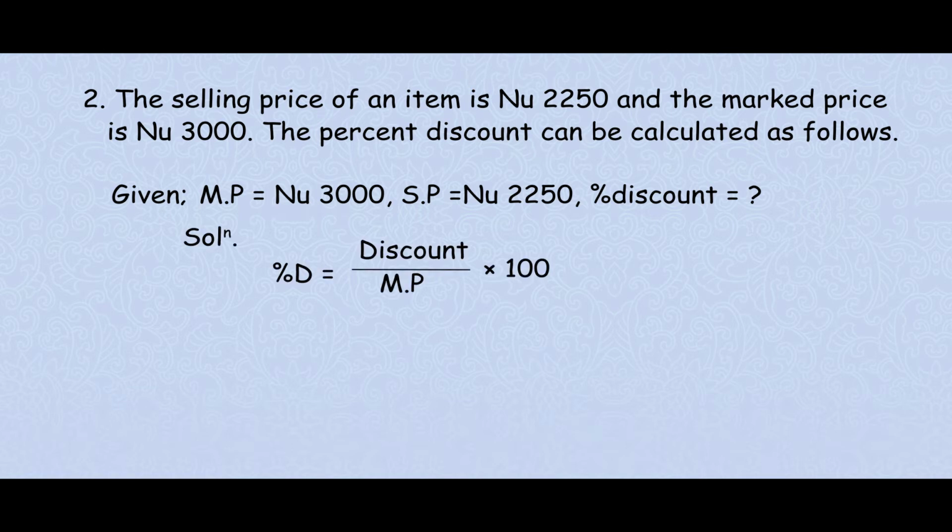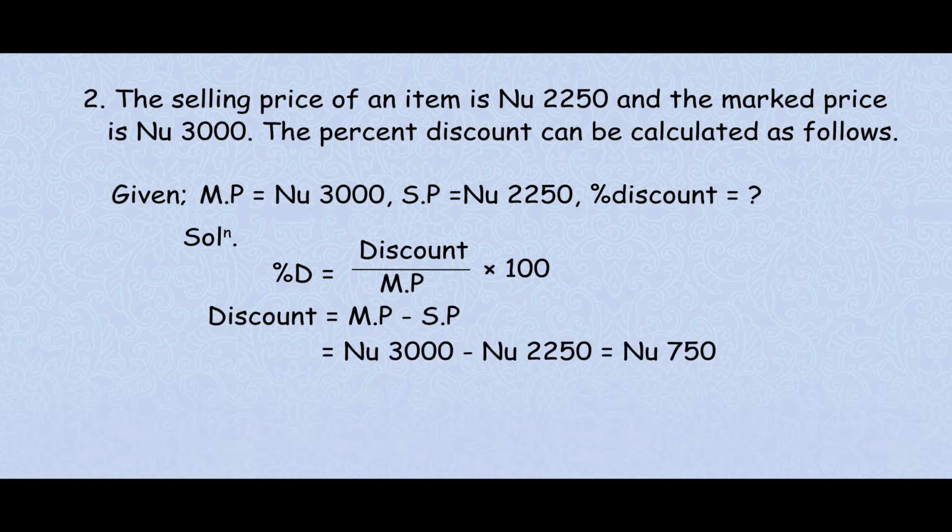Therefore, we know that percent discount is equal to discount over marked price times 100%. Then, according to this formula, we are to find a percent discount, but we don't know the discount. So we have to find the discount. To find the discount, we have a formula: discount is equal to marked price minus selling price. So we get the discount easily. 3000 minus 2250 is equal to Nu 750.